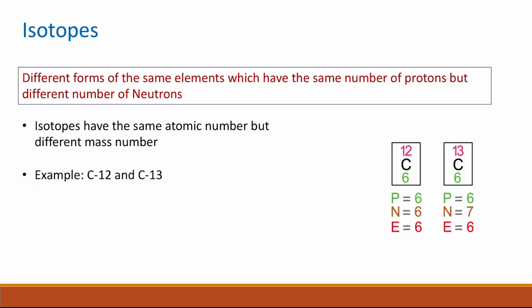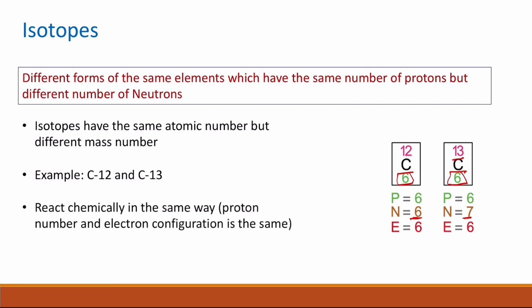Both of these have an atomic number of 6 because they have 6 protons, and of course 6 electrons for the neutral atom. Carbon 12 has a mass number of 12, which means it has 6 neutrons, while carbon 13 has 7 neutrons.